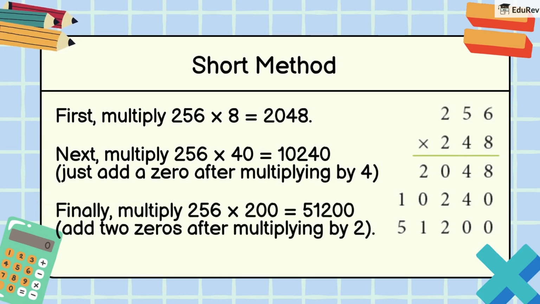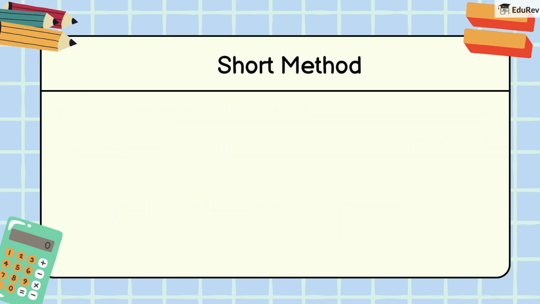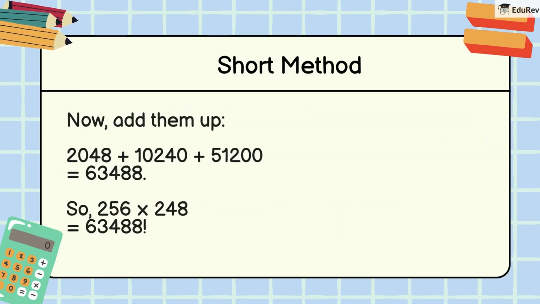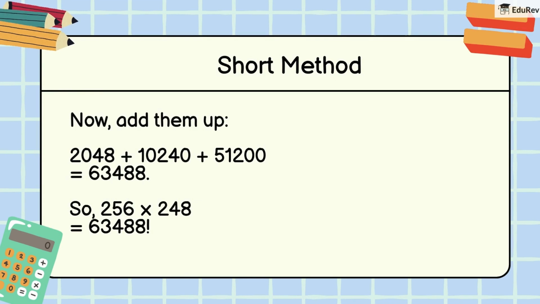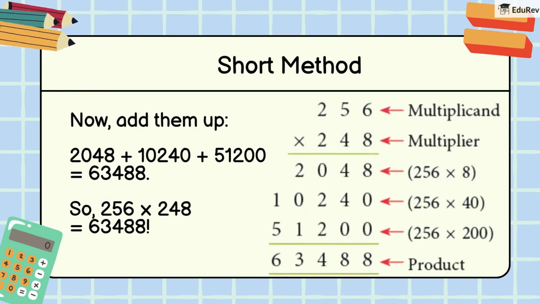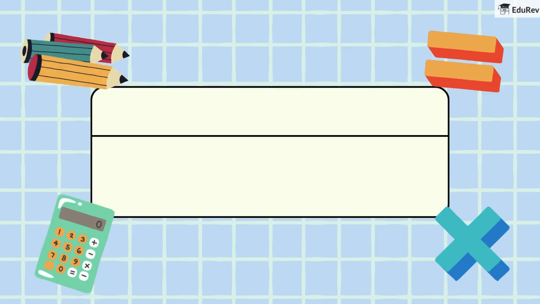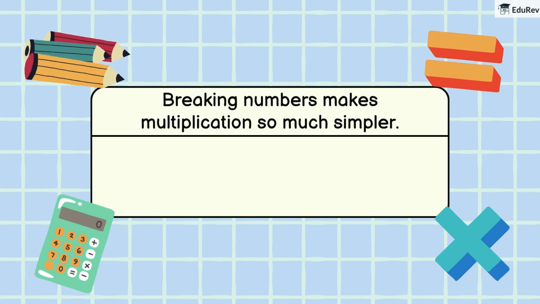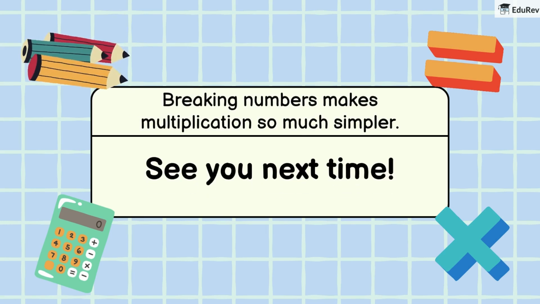Finally, multiply 256 times 200 is equal to 51,200. Add two zeros after multiplying by 2. Now, add them up. 2048 plus 10240 plus 51,200 is equal to 63488. So, 256 times 248 is equal to 63,488. Breaking numbers makes multiplication so much simpler. Keep practicing and see you next time.